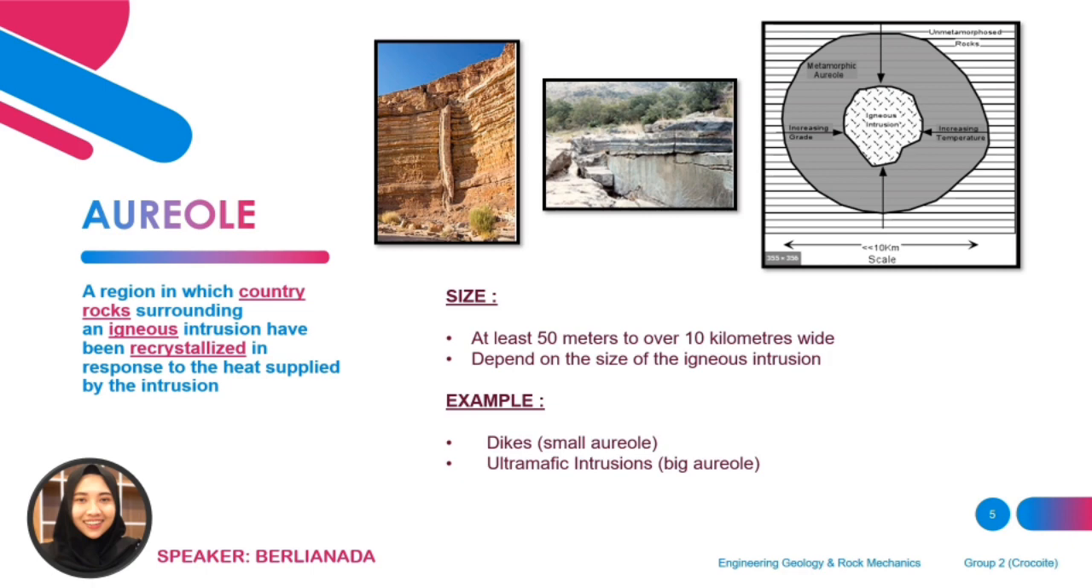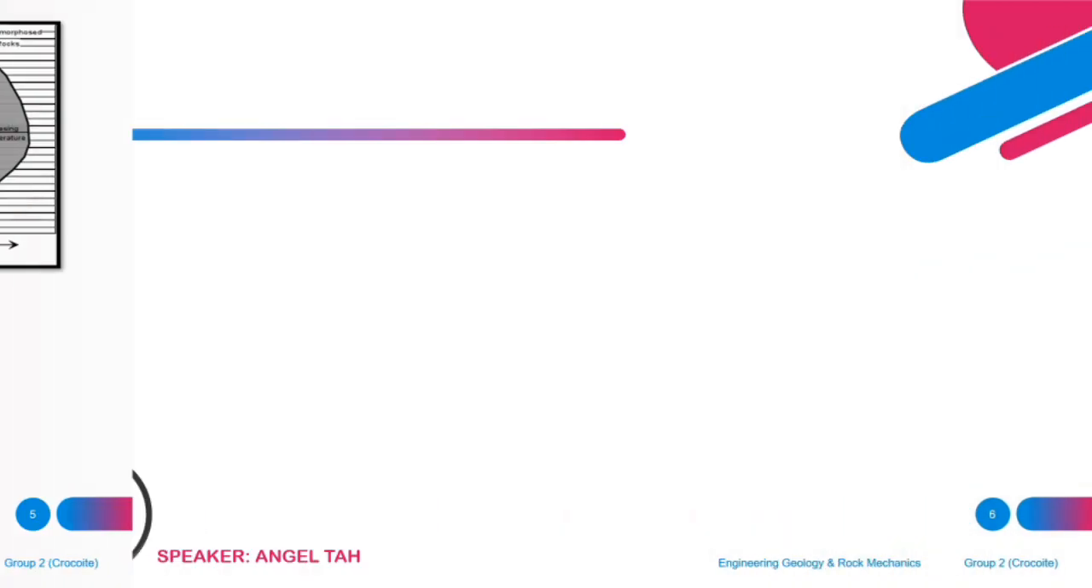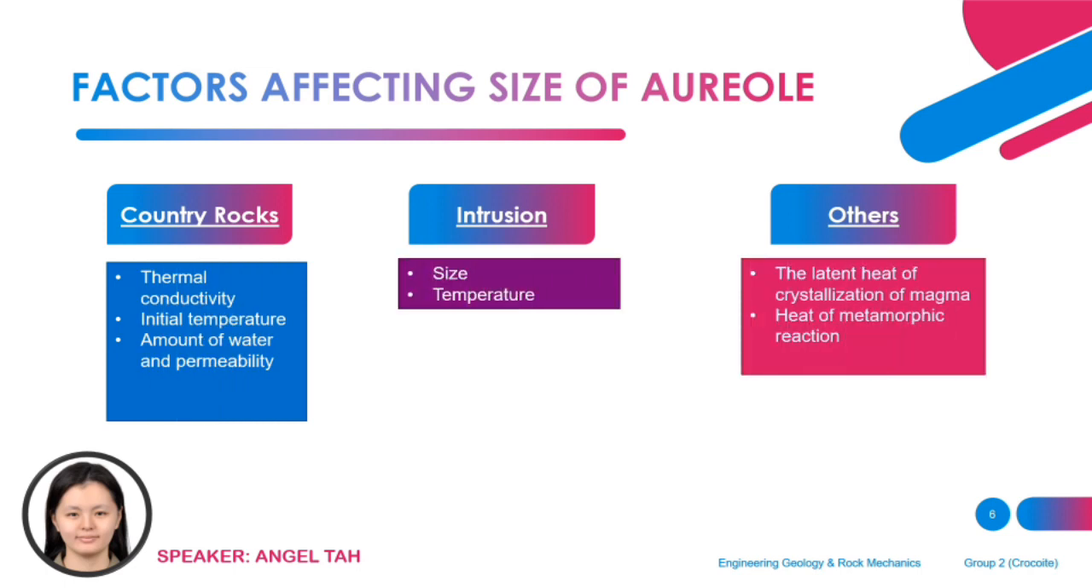As you can see, dikes generally have small aureoles with minimal metamorphism, but large ultramafic intrusions can have significantly thick and well-developed contact metamorphism. There are factors affecting the size of aureole. So for country rocks, the first one is the thermal conductivity. It will control the rate at which the heat can be transferred by conduction. Next, the initial temperature within the country rocks.